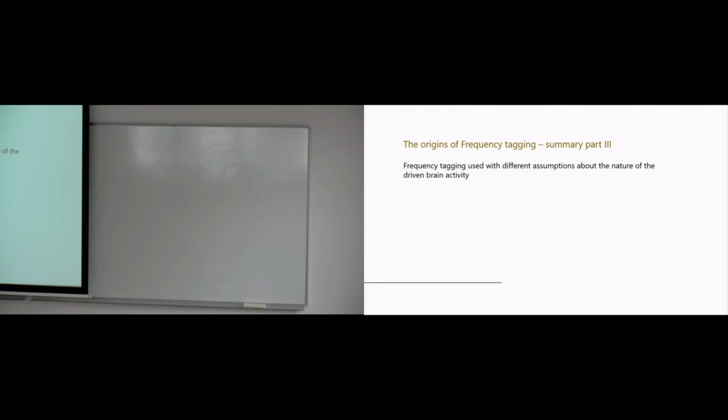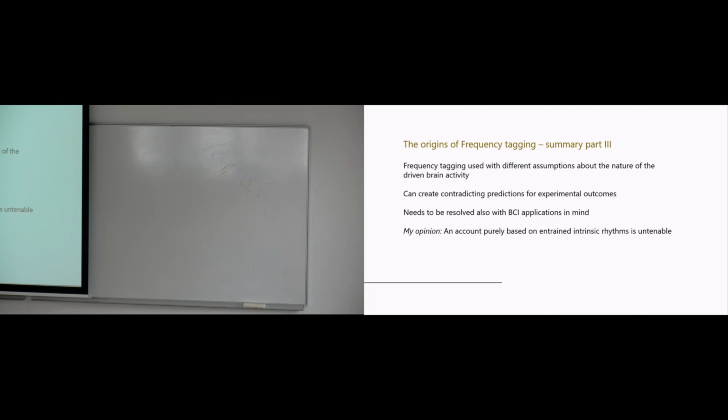So the summary of this part is that I told you in the beginning how there are these two vastly different assumptions about what we're looking at when we're looking at the frequency tagged response. I think we actually need to resolve this because it can create contradicting perspectives when interpreting the data from our experiments. And this is also something I quickly alluded to, how frequency tagging is used in brain-computer interfaces. If we want to use it there, we need to be sure of what we are actually extracting from the brain, and that we're not manipulating brain activity that we shouldn't be tampering with. So if we want to use these applications, we should know. And this is strictly my opinion.